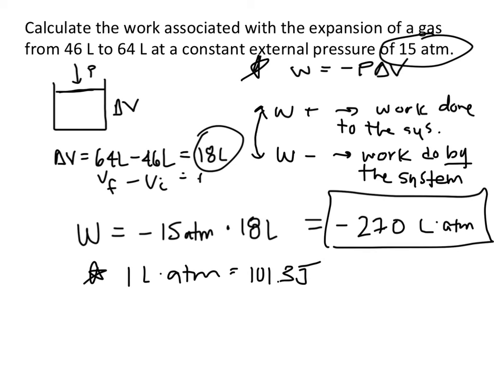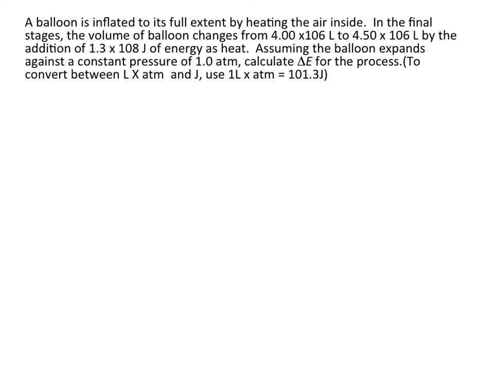Obviously, if we're expanding, our delta V should be positive. If we're being compressed, our delta V should be negative, and that will subsequently indicate the type of work that's being done either to or by the system. So now we have a problem that's going to be utilizing all of the skills we just learned in the previous problems.